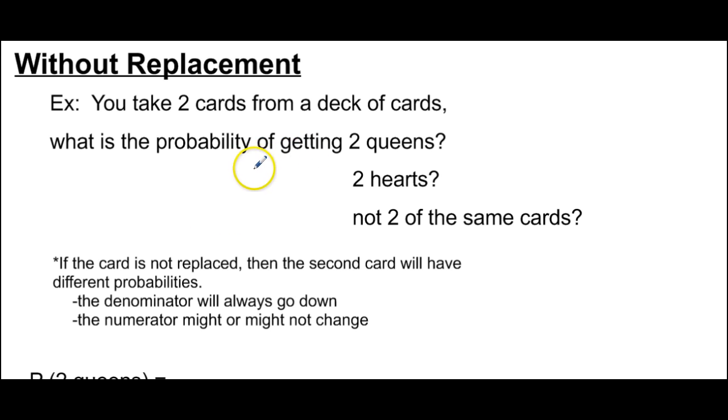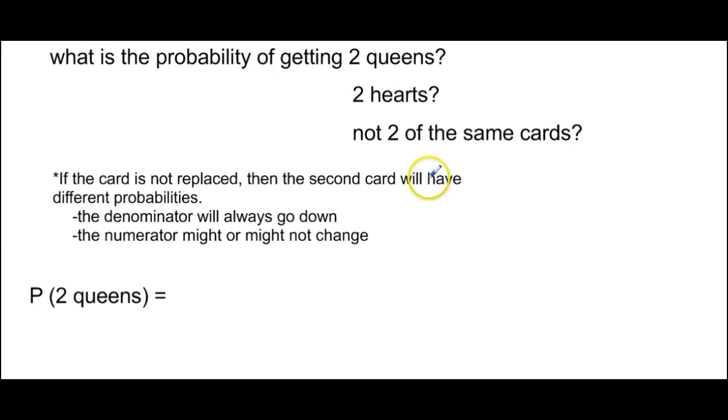However, you pick that card, you throw it away, now you have 1 less card. So instead of a 52 card deck, now you have a 51 card deck. If the card is not replaced, then the second card will have different probabilities. The denominator will always go down because you pick the card and throw it away. The numerator might or might not change depending on what the question asks.